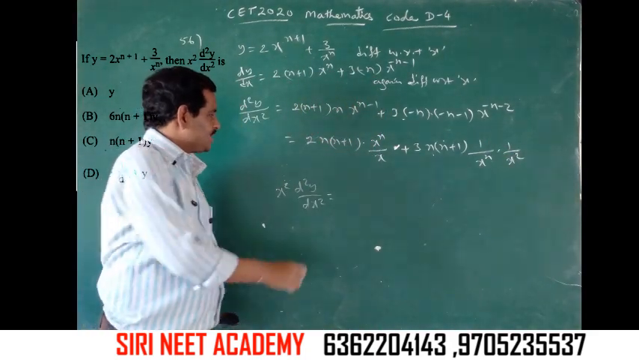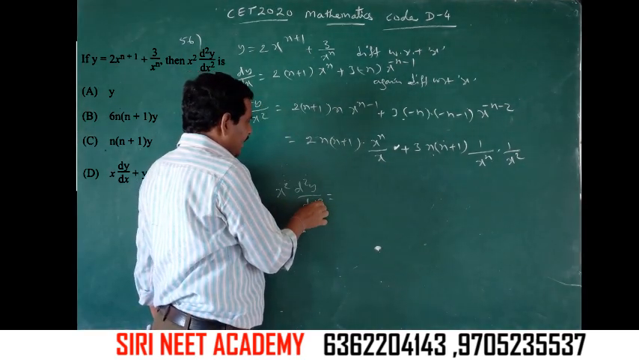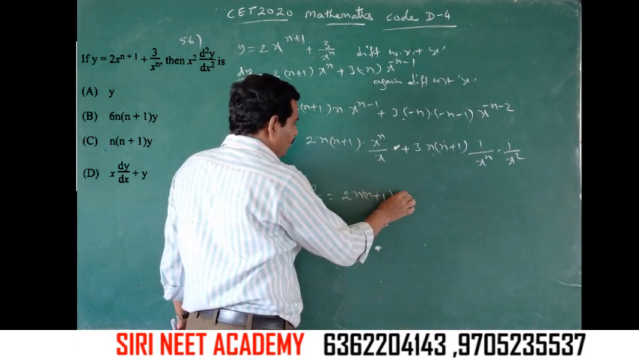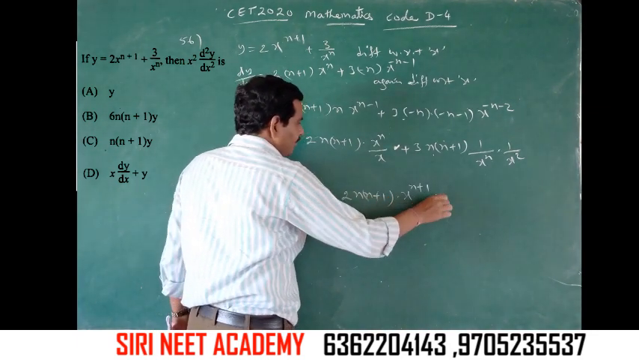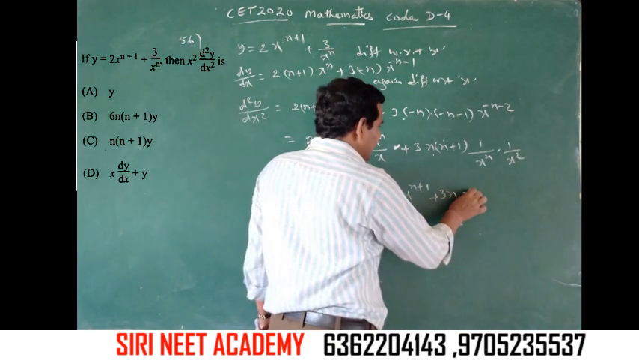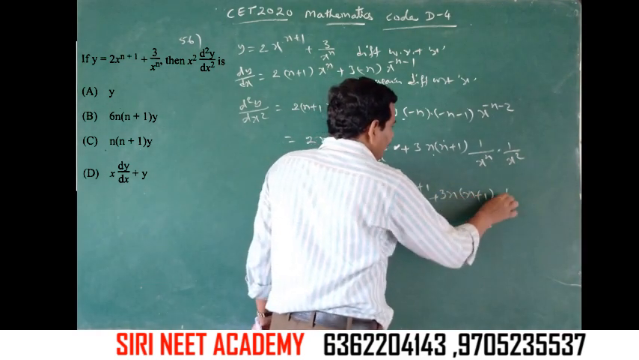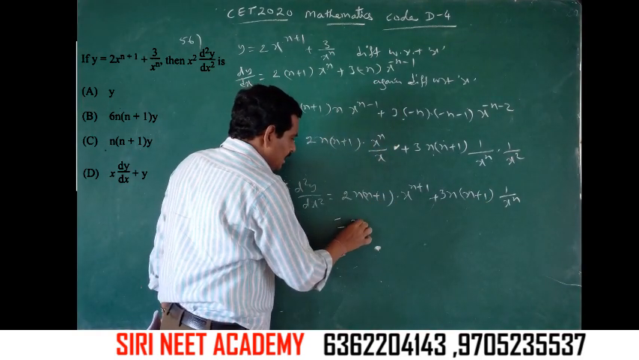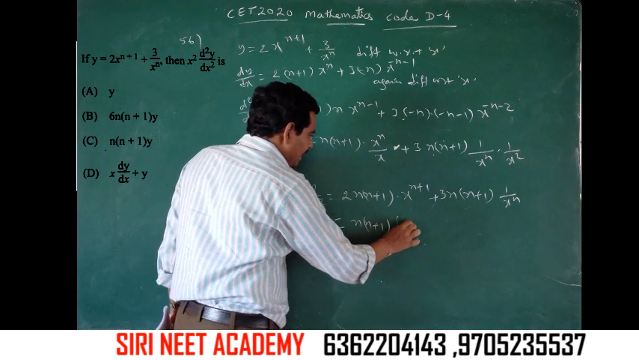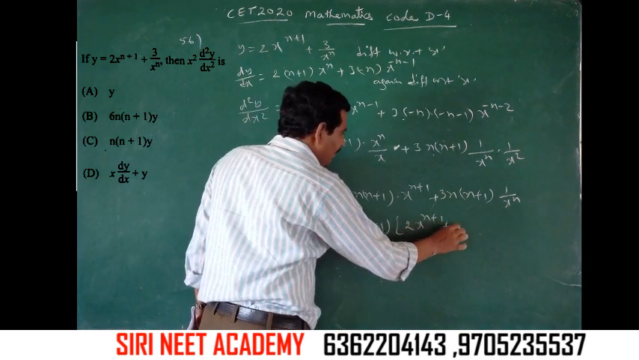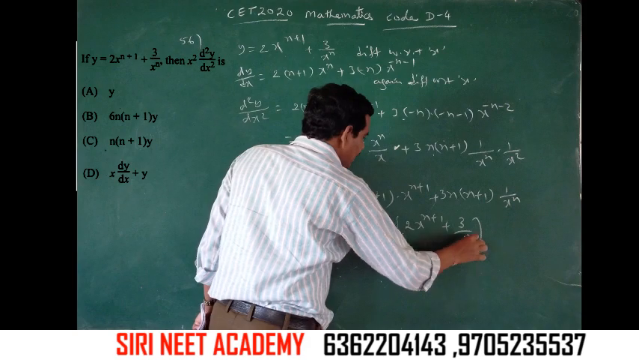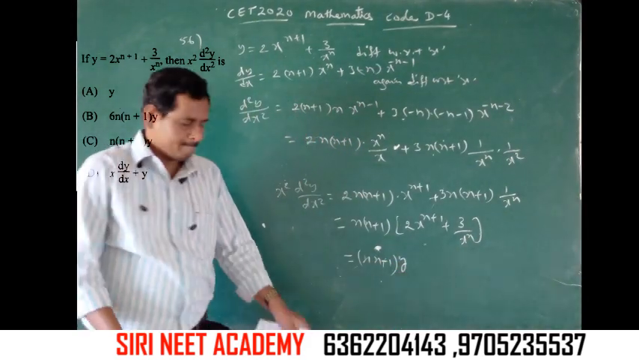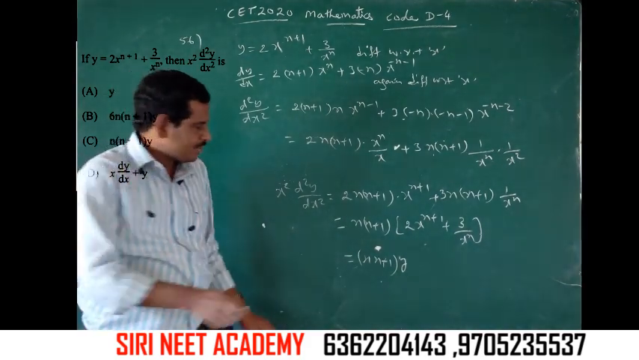Multiplying both sides by x square, x square d square y by dx square is equal to 2 into n plus 1 into x to the power n plus 1 plus 3 into n plus 1 into 1 by x power n. Now common is n into n plus 1, remaining 2 into x power n plus 1 plus 3 by x power n. So n into n plus 1 into y is given in option C.